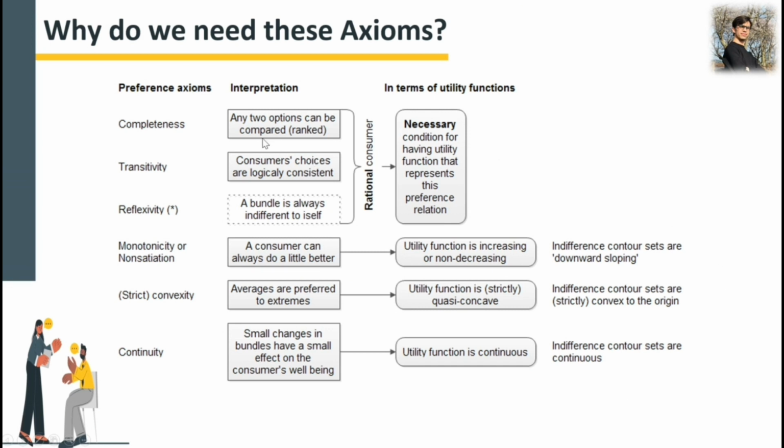So that's why we need these axioms. We need completeness, we need transitivity, we need reflexivity, we need monotonicity and local nonsatiation. We need convexity and strict convexity, and we need continuity in order to have a well-defined consumer preference relation or a well-defined consumer utility function, which can help us in order to maximize our utility.